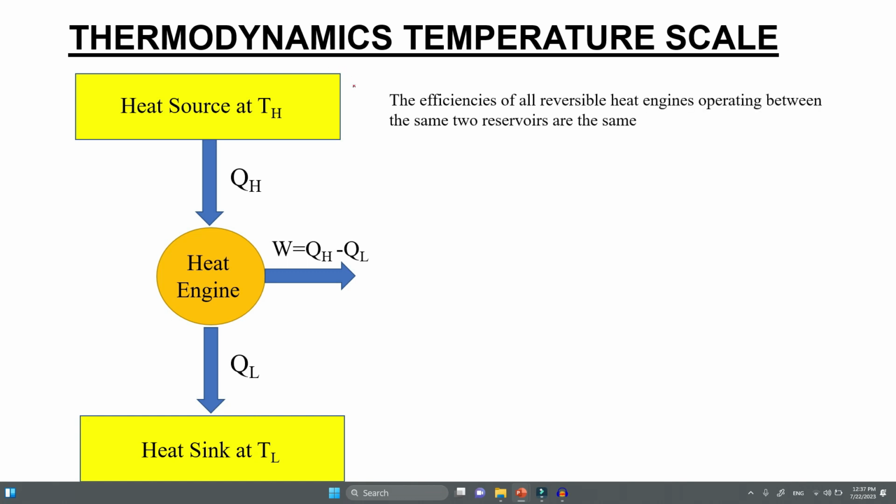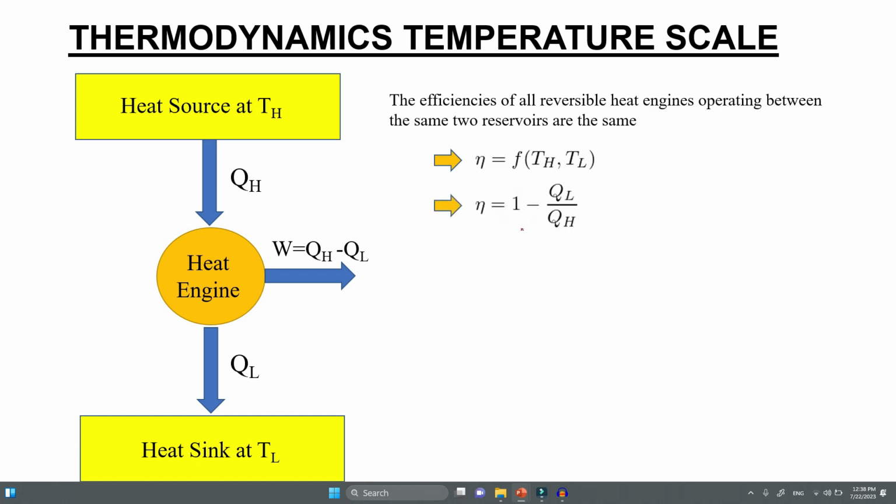See, the second Carnot principle is like this. The efficiency of all reversible heat engines operating between the same two reservoirs is the same. We have already proved this principle. That means if you take any Carnot engine between these two temperature sources, the efficiency will be the same. In other words, the efficiency depends upon the temperatures TH and TL of the reservoirs. This is what it implies.